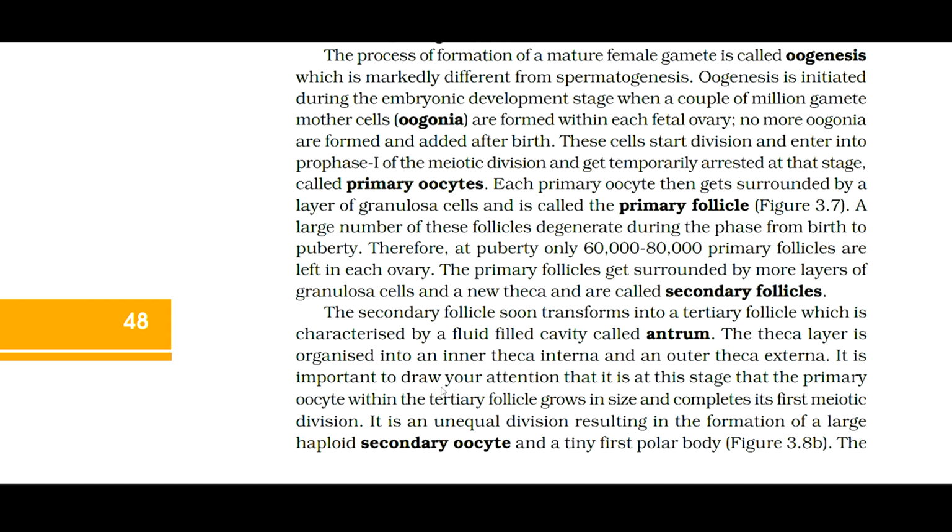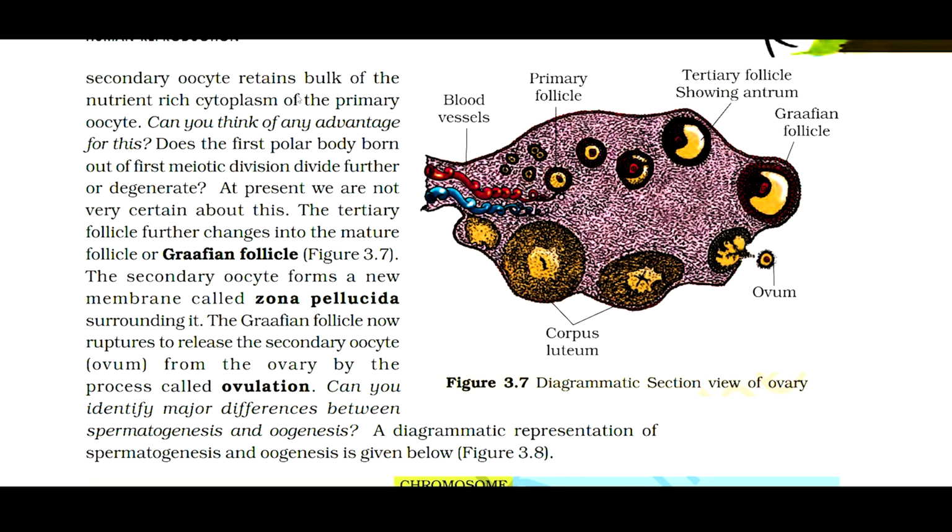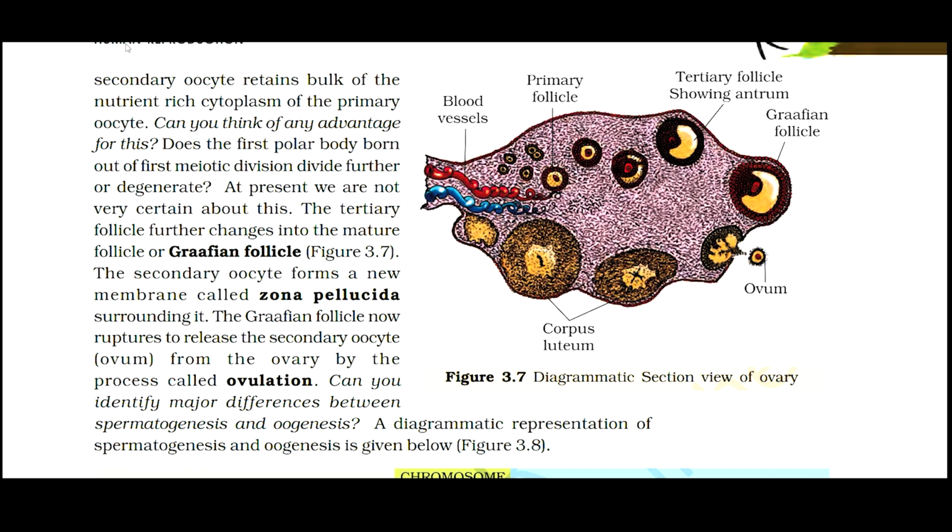It is important to draw your attention that it is at this stage that the primary oocyte within the tertiary follicle grows in size and completes its first meiotic division. It is an unequal division resulting in the formation of a large haploid secondary oocyte and a tiny first polar body. The secondary oocyte retains the bulk of the nutrient-rich cytoplasm of the primary oocyte. Can you think of any advantage for this? Does the first polar body born out of the first meiotic division divide further or degenerate? At present, we are not very certain about this.